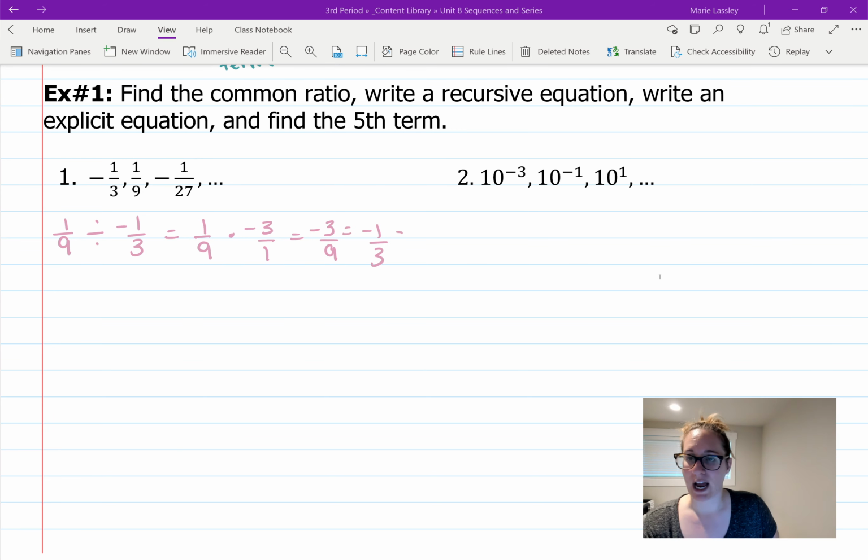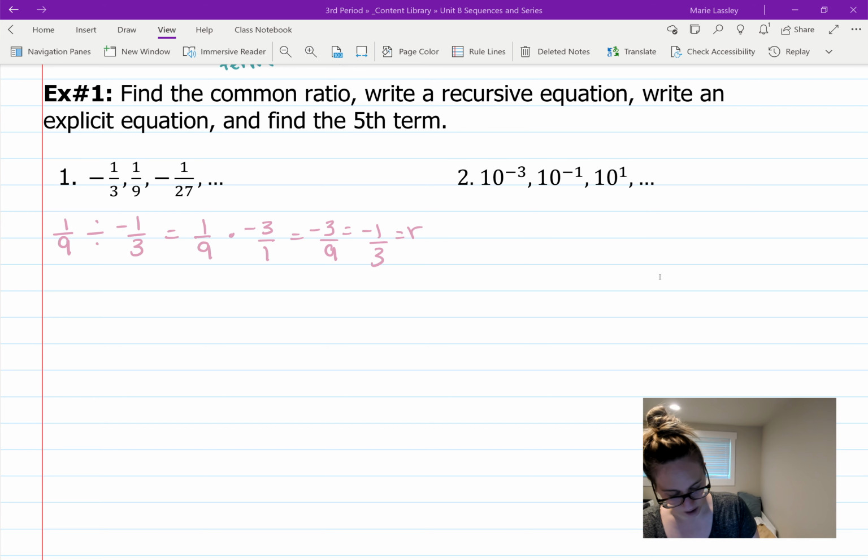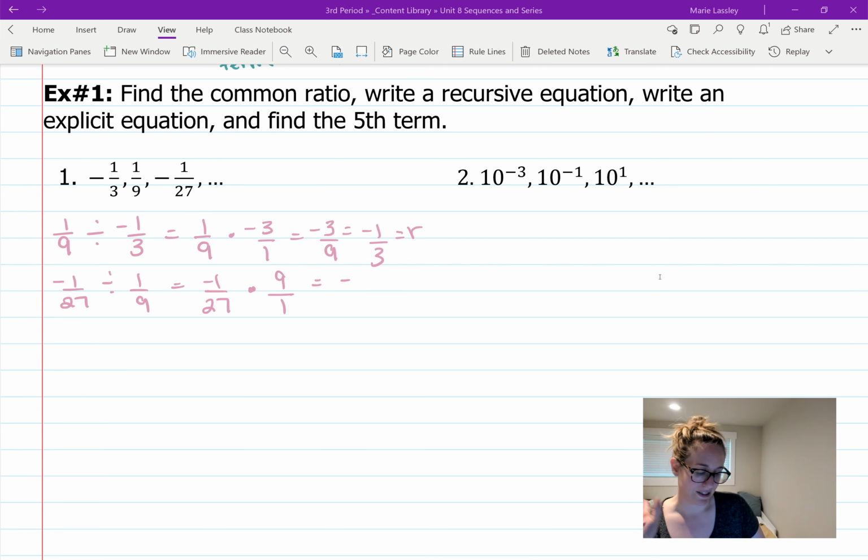You always want to check, do it one more time just to make sure. So now I have -1 over 27 divided by 1/9. Same deal. Keep the first, change the sign, and then flip it. This is -9 over 27, and 9 goes into 27 3 times. So this is also -1/3, which is R. So I had the same thing both times.